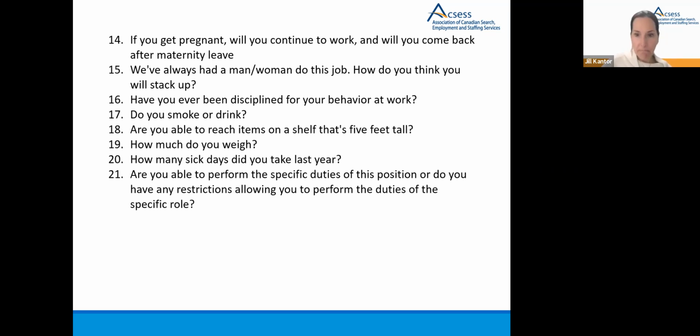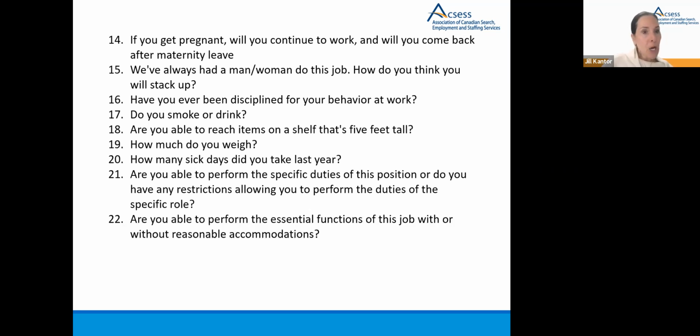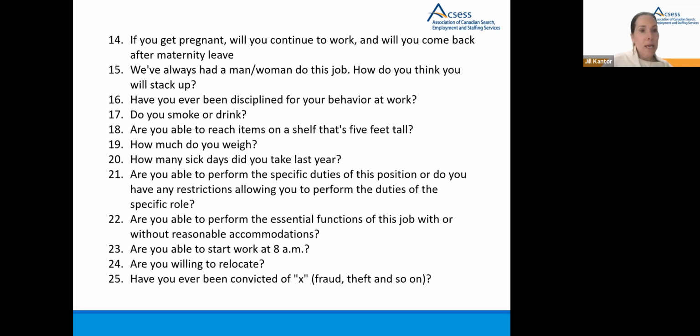Yes, you could ask that. Okay, just a few more. Are you able to perform the essential functions of this job with or without reasonable accommodations? Yep, excellent. Are you able to start work at 8 a.m.? Are you willing to relocate? Have you ever been convicted of fraud, theft, and so on?